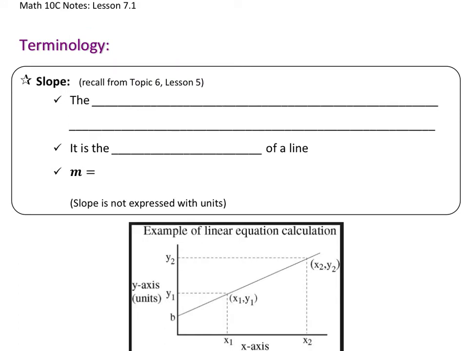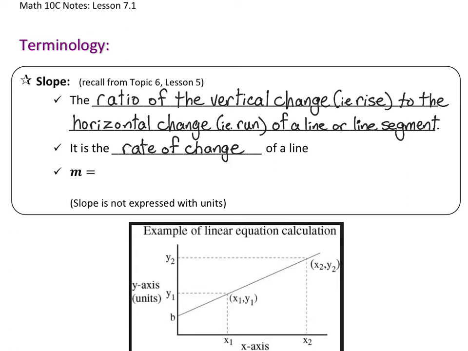So as the name suggests, the slope-intercept form of a linear equation requires that you know the slope of the line. So just a quick review of what slope is from section 6.5. Slope is the ratio of the vertical change, or the rise, to the horizontal change, or the run, of a line or line segment. A line goes in both directions forever, left and right forever, and a line segment is just a piece of a line. Slope is the rate of change of the line, so how steep it is or how fast it's increasing or decreasing.